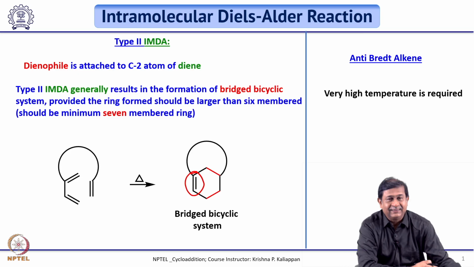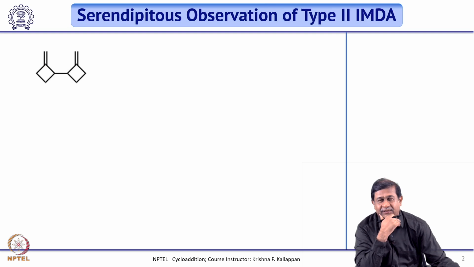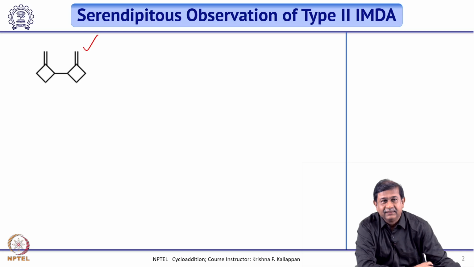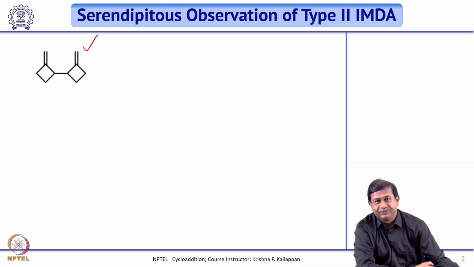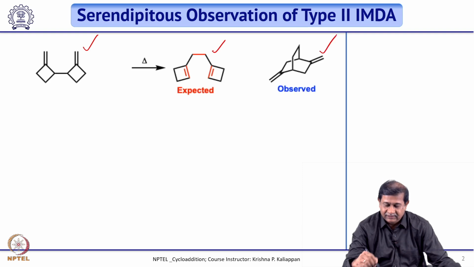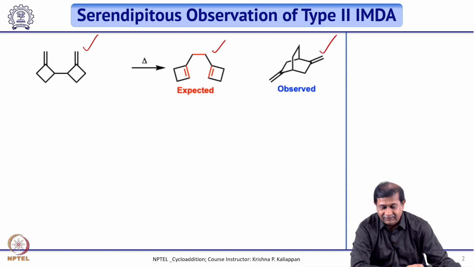Let us go ahead and discuss more such intramolecular type 2 Diels-Alder reaction examples. When we talk about type 2 IMDA reaction, it was accidentally observed when Kenneth Shaw wanted to do a 3,3 sigmatropic rearrangement on this substrate. As you can see here, it's a 1,5 diene. 1,5 dienes are well known to undergo 3,3 sigmatropic rearrangement, and this was the expected product. So it is a Cope rearrangement product, but what he actually got was this diene.